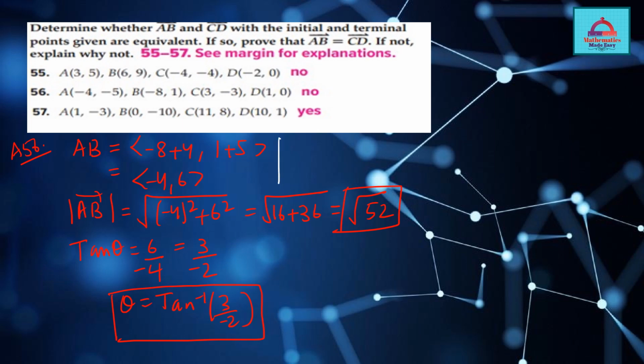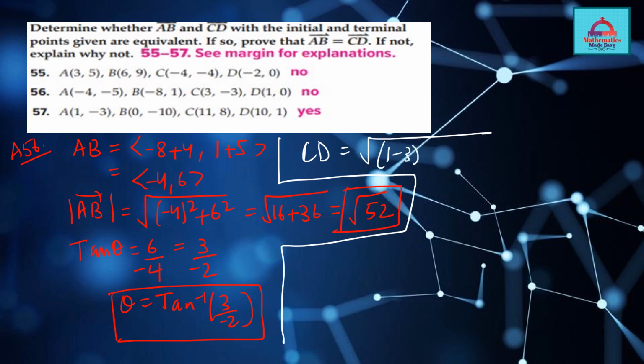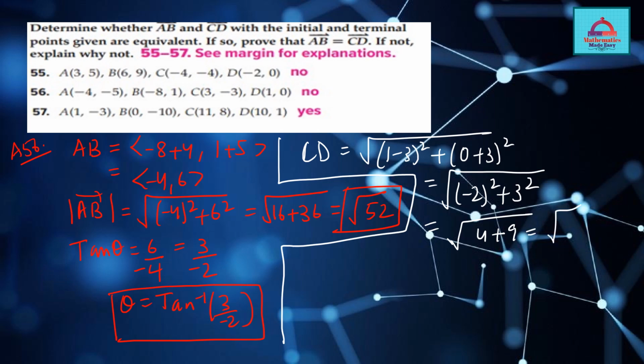Let's now calculate for the next vector CD. For CD it is the square root of 1 minus 3 whole square plus 0 plus 3 whole square. So this is equal to minus 2 whole square plus 3 square, or square root of 4 plus 9, which is square root of 13. Now let's calculate the angle. Tan theta is equal to 3 over minus 2.